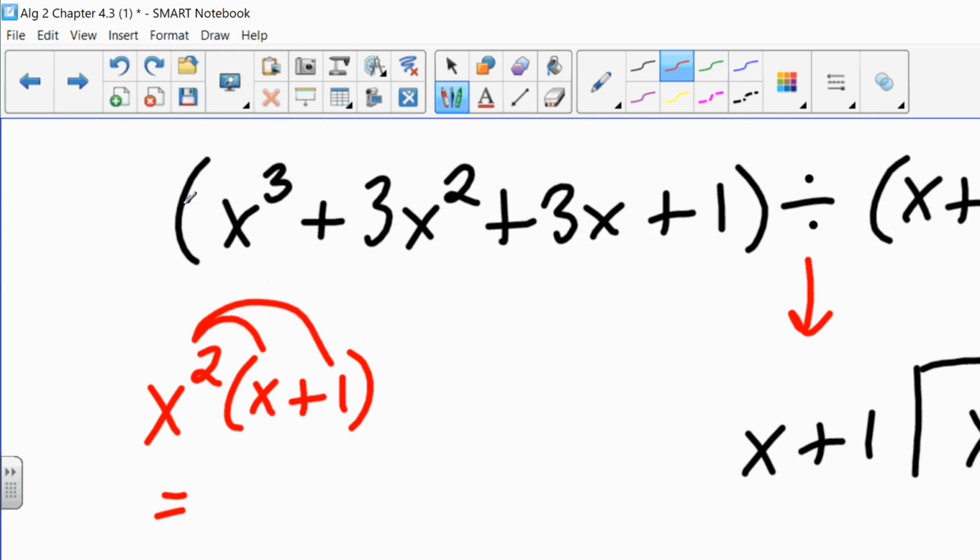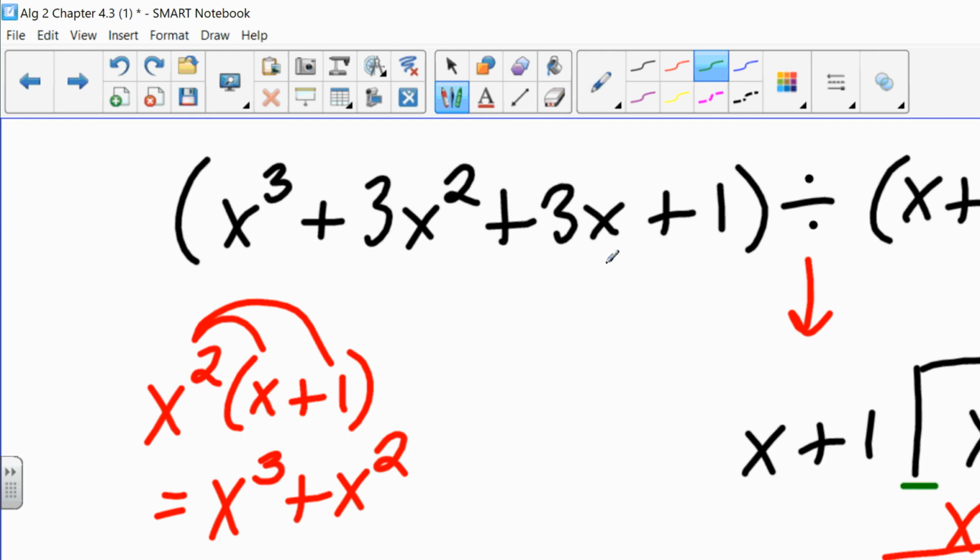Now we want to multiply x squared times x is x to the third. X squared times 1 is plus x squared. And we're going to take that and put it right under here. Any questions on this so far? Does anybody have an idea of what we'll do next?